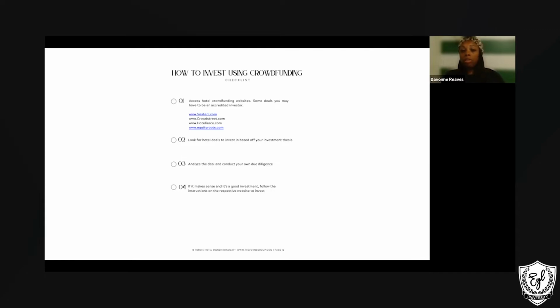Hotelier Co., I don't believe so. And same thing with Equity Root. So there are not too many hotel, there's only one hotel crowdfunding platform, that's mine. There are different websites you can invest in different deals. So you look for deals based off your investment thesis, which we'll talk about in a few. You analyze the deal, conduct your own due diligence, which we're talking about. And then if it makes sense, if it's a good investment, then you'll follow the instructions and invest.